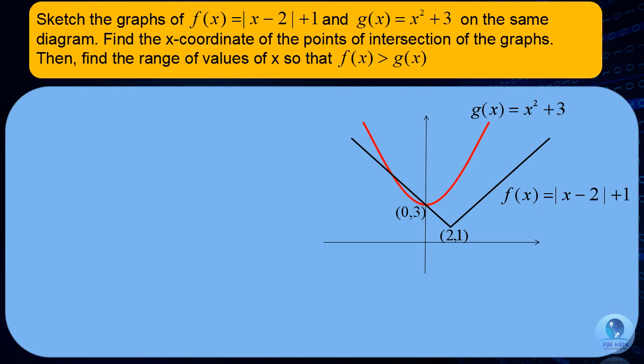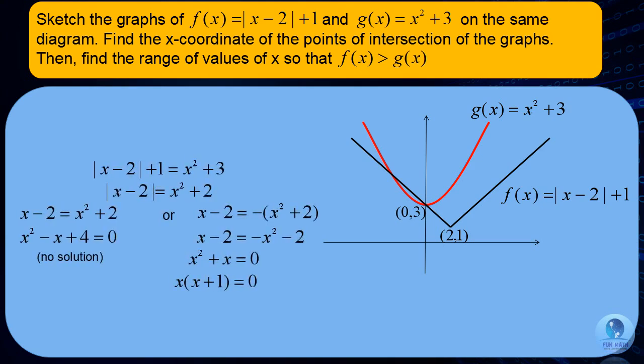To find the point of intersection, we let f of x equals g of x: modulus x minus 2 plus 1 equals x squared plus 3. Rearrange this equation and you get modulus x minus 2 equals x squared plus 2. There are two possibilities. First, x minus 2 equals x squared plus 2. Rearrange it and you get x squared minus x plus 4 equals 0. There will be no solution for this quadratic equation.